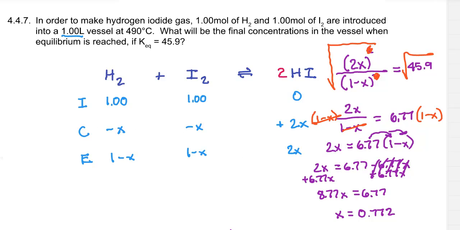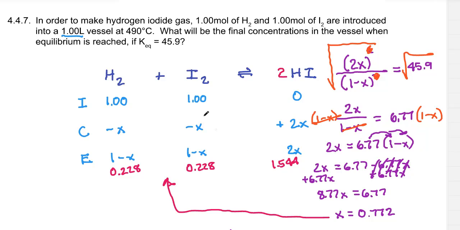Now that we know that, we can go back to our ICE table, and anywhere there's an x, we could put in 0.772. We could find the change numbers if we wanted, but all we really care about is the equilibrium numbers. So 1 minus 0.772 should be 0.228. Same value here. And 2 times 0.772 is going to be 1.544. A little risky doing that in my head. Let me check: 772 times 2. Yeah, 1.544. So those should be our equilibrium numbers.